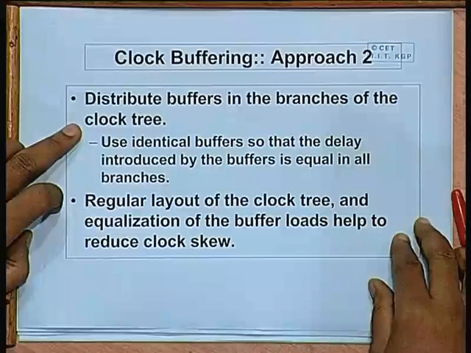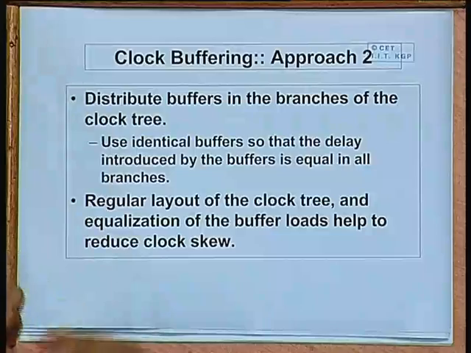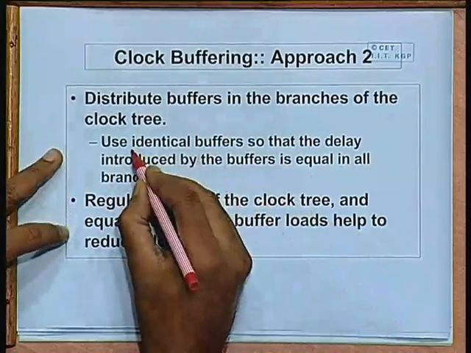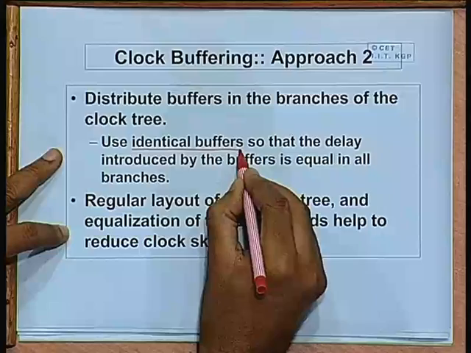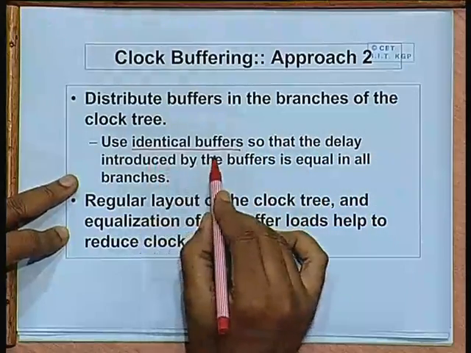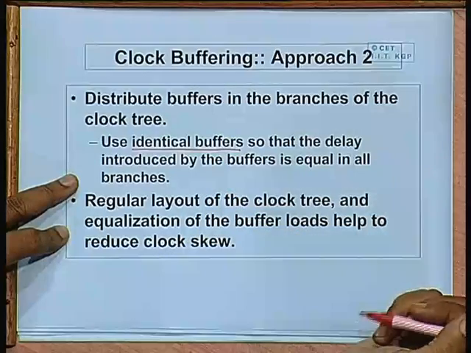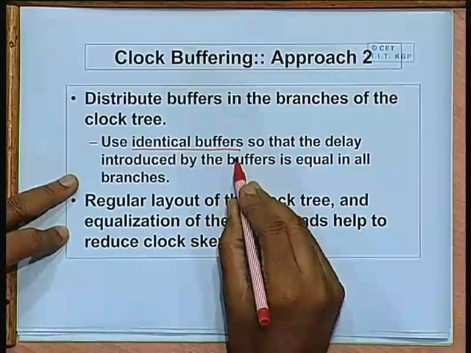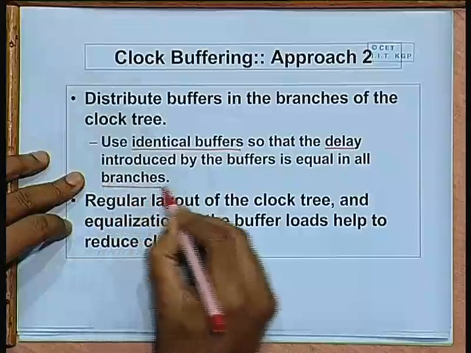But the other approach says that, well, we distribute buffers in the branches of the clock tree, do not use a single buffer. Now, here it says that you use all identical buffers. There will be many buffers distributed all throughout the clock tree and all of them will be identical in terms of the sizes, right. And if we use identical buffers and if the tree is symmetrical with respect to the length of the segments up to the leaf nodes, then the delays introduced in all the branches will be equal.